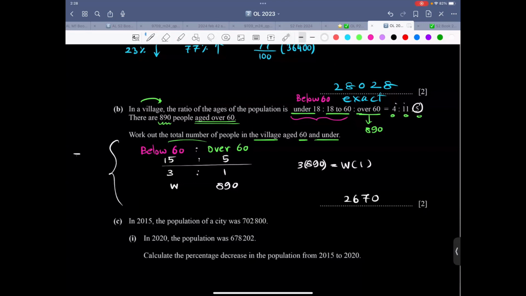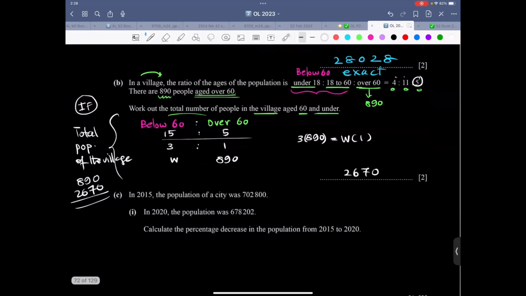And just on the sidelines, if they would have asked the total population of the village, that would simply be 890 plus 2670, and that would be the total population if and when they would have asked for it. Now let's move on. Now it's talking about a city.